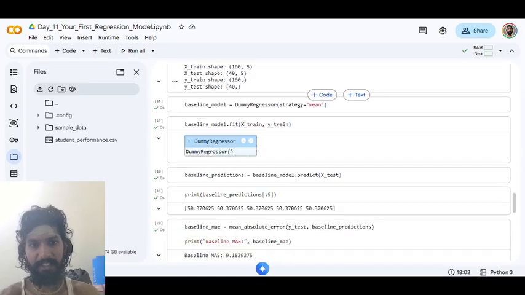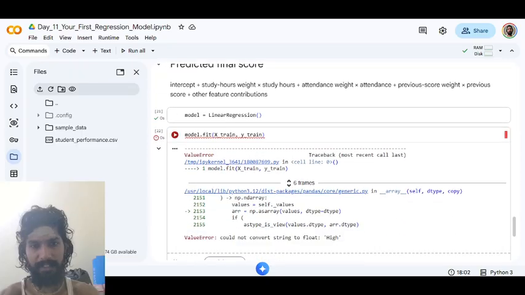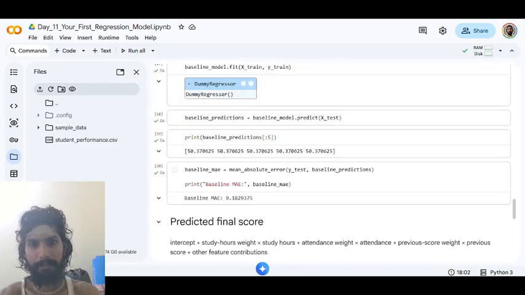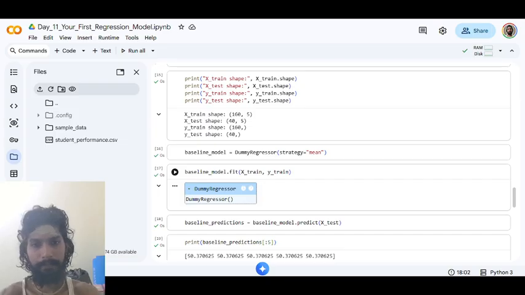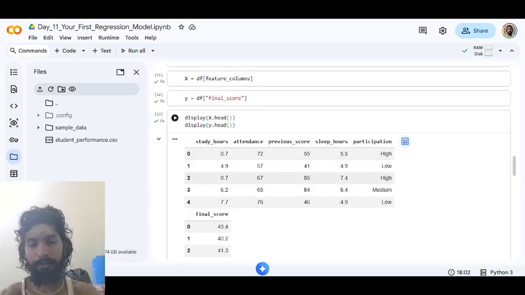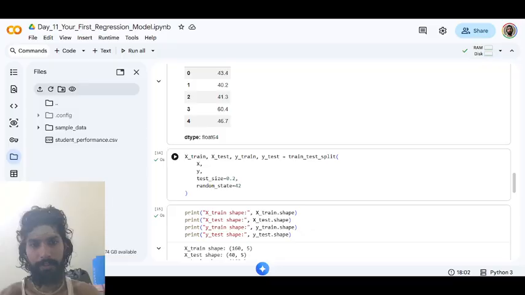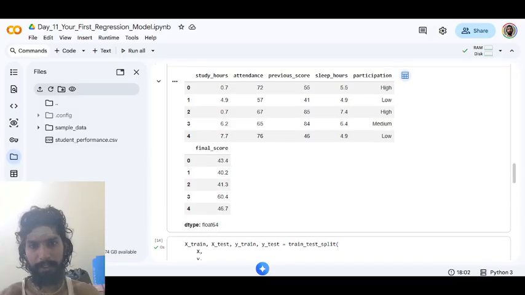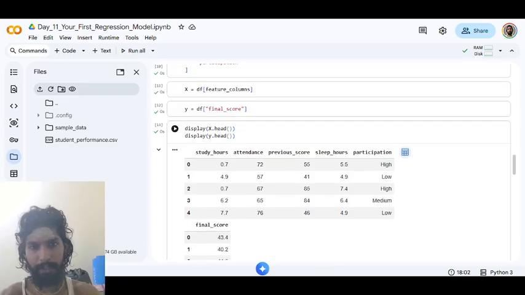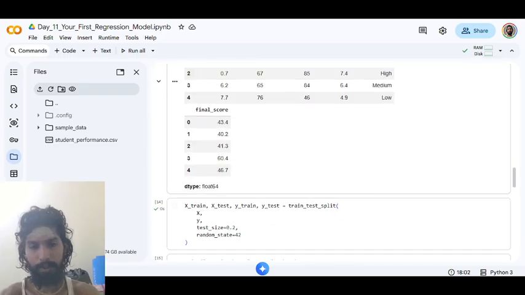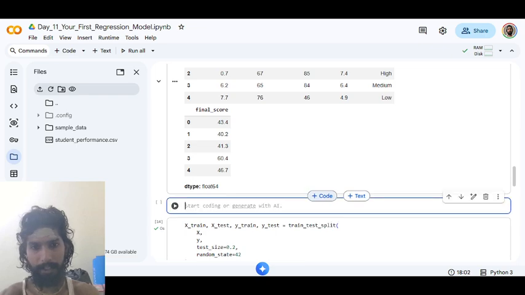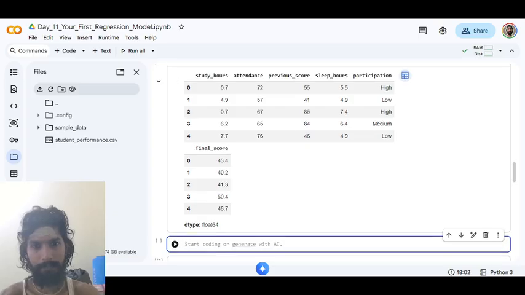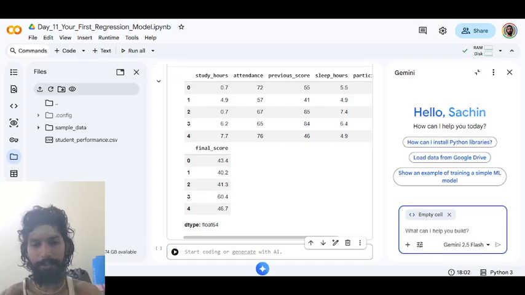Okay, because we had input participation as a feature, and participation is not a numerical value, that's why it is giving an error. So what we can do is, before train test split, we can convert participation into a numerical value. So we missed this point. Let us correct ourselves. So I'll generate the code to convert participation to a numerical value.